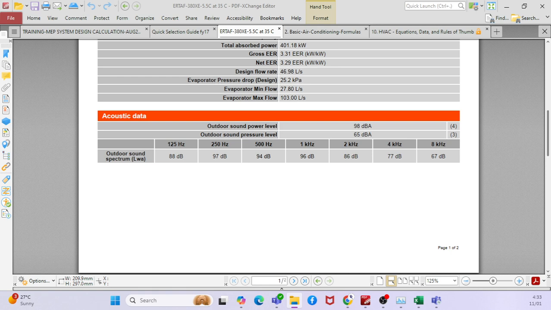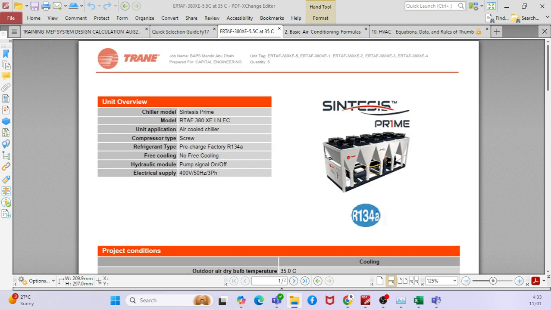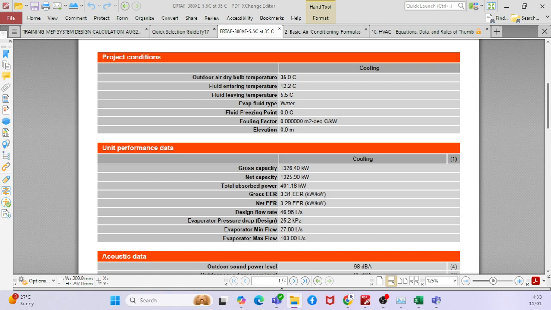If you go to the chiller selection, before that, can I ask you one question here? Can you go up if you don't mind? I think project conditions. Can you come down, please? The unit performance data, the gross capacity and net capacity. How different is it? Because it's just close to each other. That's why I was asking.